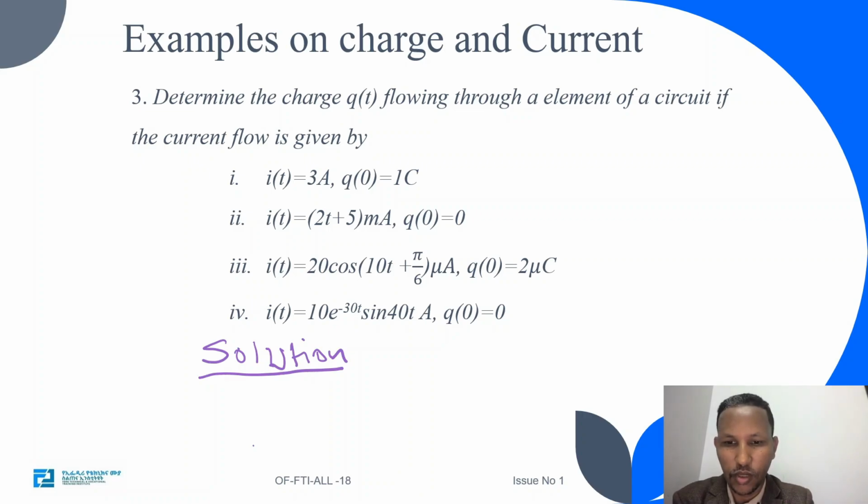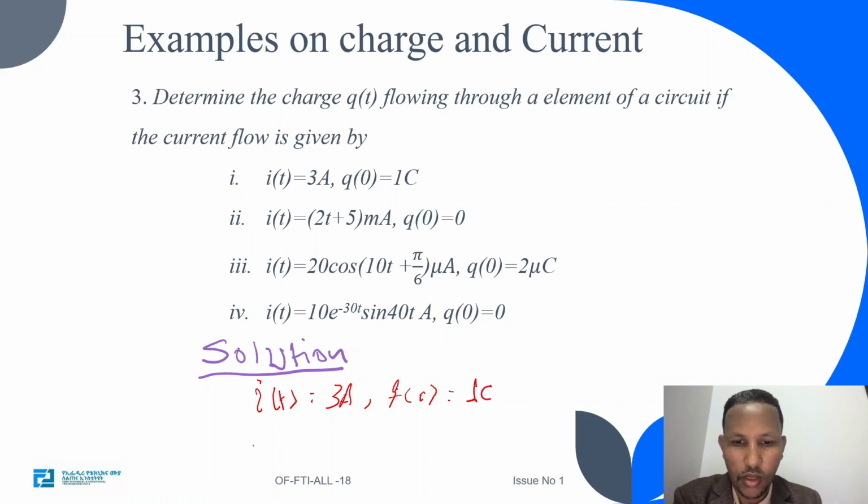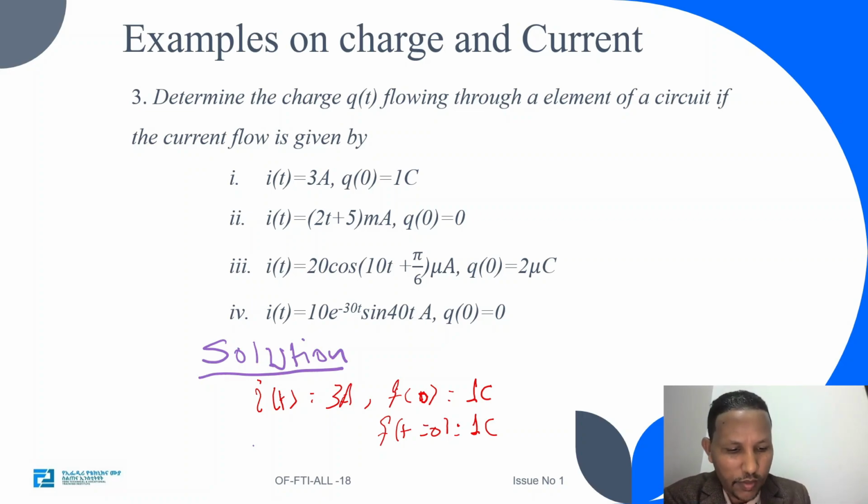I of t is 3 ampere, and Q of 0 is equal to 1 coulomb. So when we say Q of 0, it is the value of the charge at t equals 0. Q of 0 means at t equals 0, we have the initial charge on the element, which is 1 coulomb.